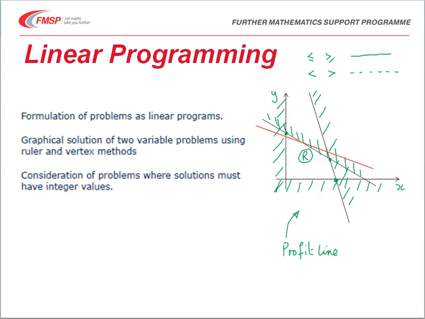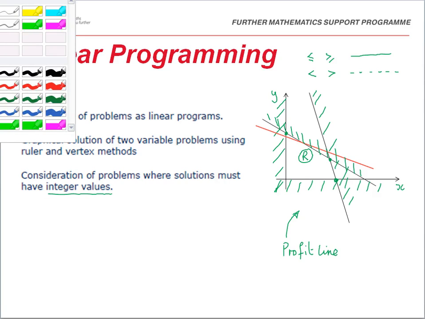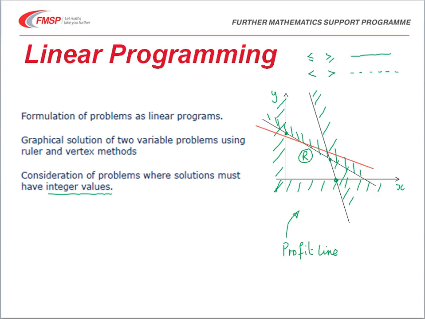However, there are questions where the solution must have integer values, and for those the vertices are not necessarily going to be integers, and so in those situations you must then consider points which are close to what's called the exiting vertex. So we would look not just at that point there, but maybe ones which are close to it, which are integer values. Okay, I'll now look at an exam question, and those points will become a little bit clearer, I hope.